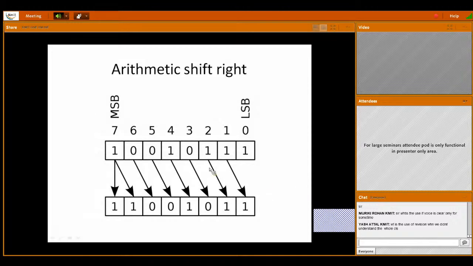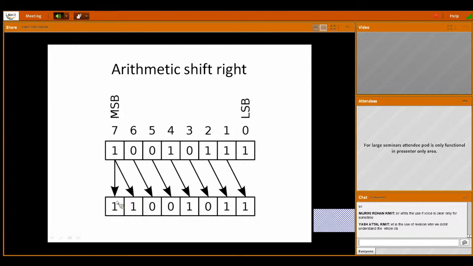Next, arithmetic shift right. Arithmetic shift right is also similar to logical shift right. Starting from the MSB position, shift the bits to the right one by one and discard the LSB bit. The only difference is that in a logical shift micro operation, you copy a 0, a serial input of 0. But in arithmetic shift right, the same MSB value is copied here.